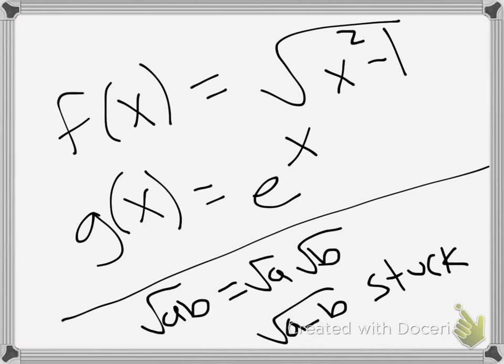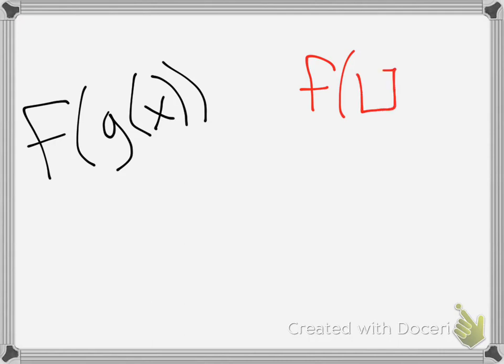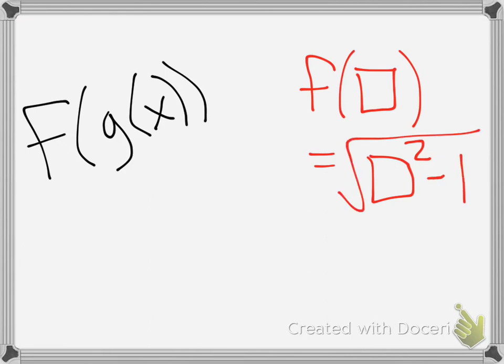Sometimes I think we get confused by the fact that we see x everywhere, but the thing you should be thinking is, let me write f off to the side up here. I'm going to just forget about f for a second. Think of f as a machine, okay? f says, give me blank, and I'm going to square blank. Then I'm going to subtract 1, and then I'm going to take the square root.